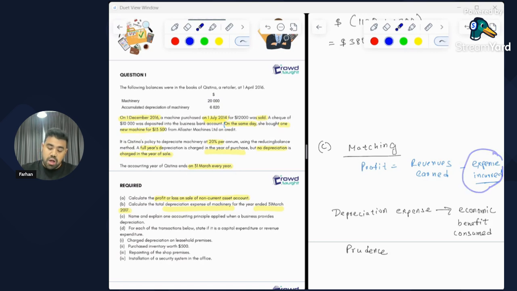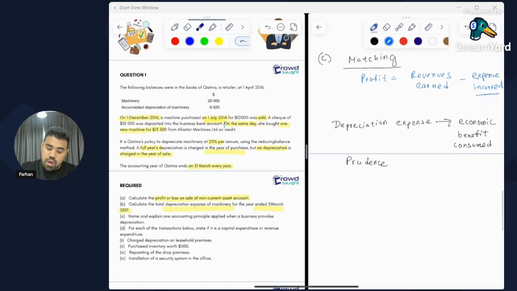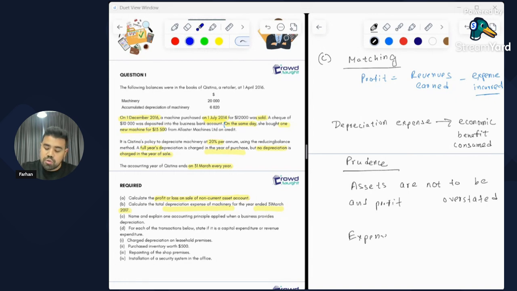Okay? The next concept we can think of is the prudence concept. When we think of the prudence concept, it is very simple: it says that assets are never to be overstated. Assets and profit are never to be overstated, and expenses and liabilities are not to be understated. Okay? So this is the second one that you can think of.